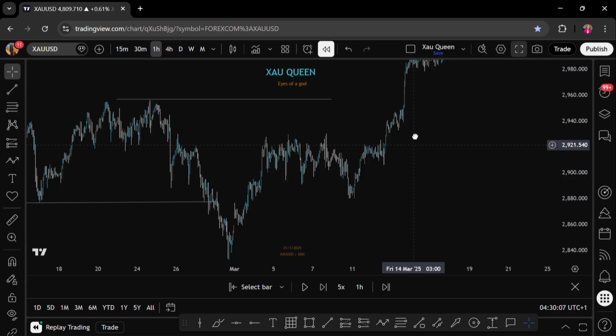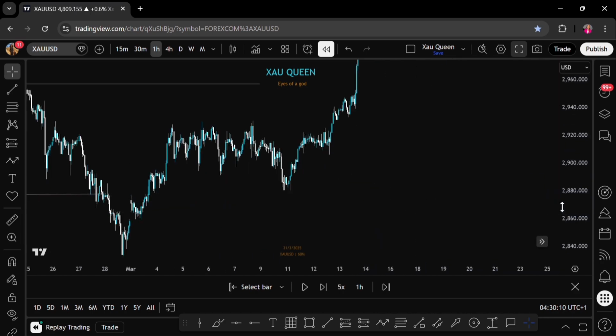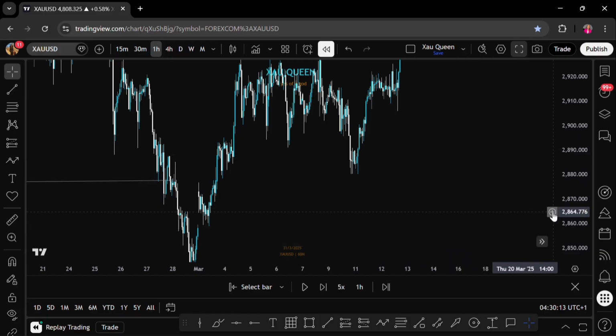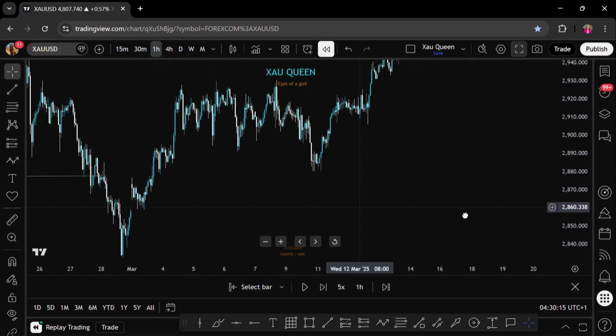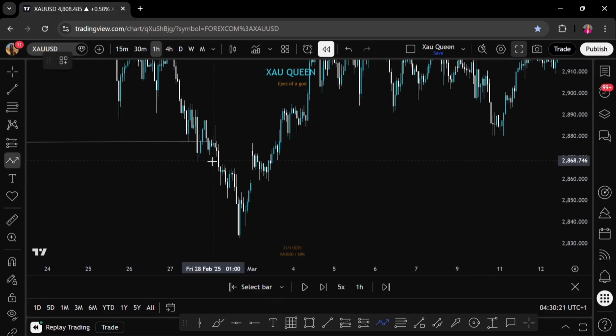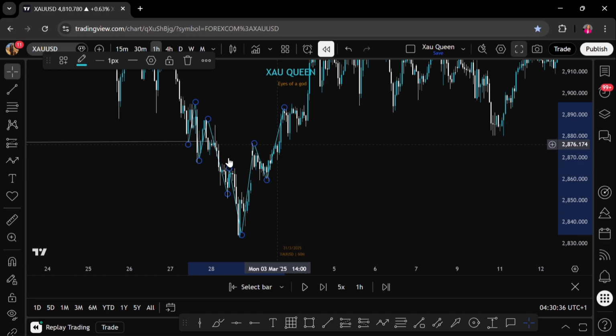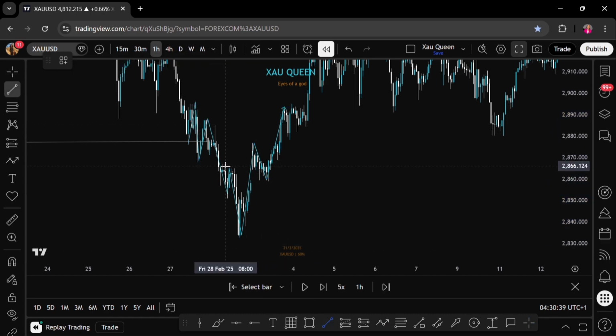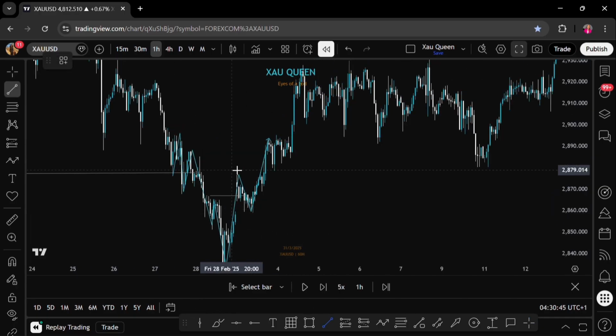Now you can see that our swing structure has been broken down. Let's start from here. From this place, price was printing a downtrend. It was giving us lower low, lower high, lower low, lower high, lower low. Then all of a sudden it printed higher high, higher low, higher high. Did you see? This was where we got our MSS. And then you can see we started breaking structure to the upside.